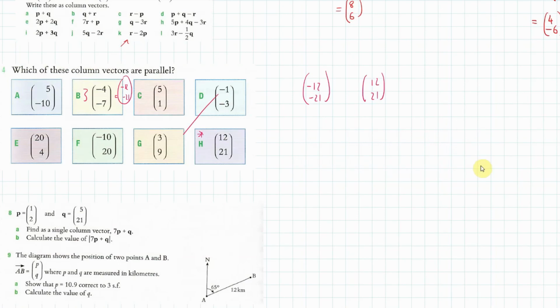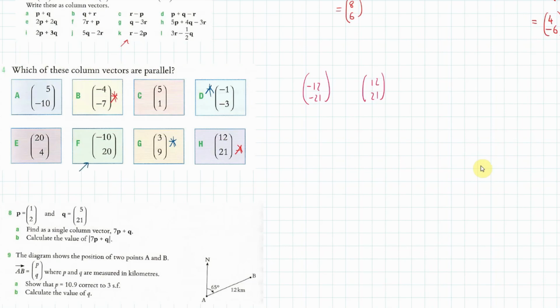I'm looking at this one here. I think they're parallel, because if I times this by negative 3, I would get 3, 9. So those two are parallel. So quickly, we've got this one is parallel to that one we said, then we've got this one is parallel to that one. Let's see if there are any more.